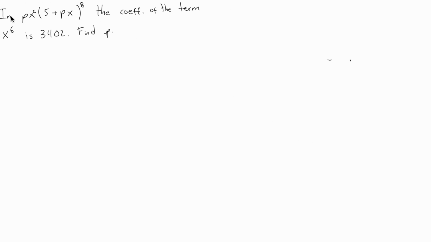This is problem number 3. It says in px squared times (5 plus px) to the power of 8, the coefficient of the term x to the power of 6 is 3402, and I need to find p. So I am telling you that the coefficient of the term x to the power of 6 is 3402. As in the last problem, that means that 3402 times x to the power of 6 is a term of this thing.